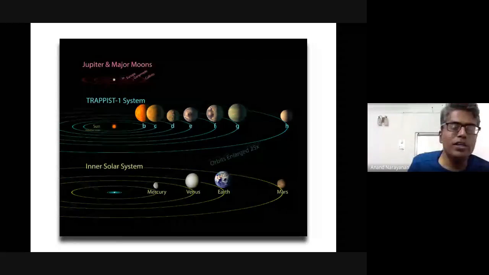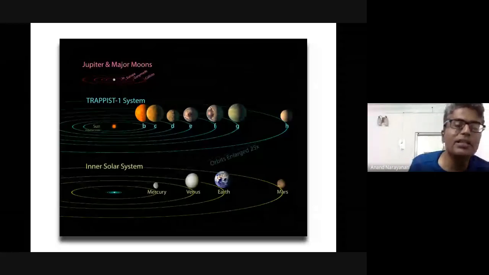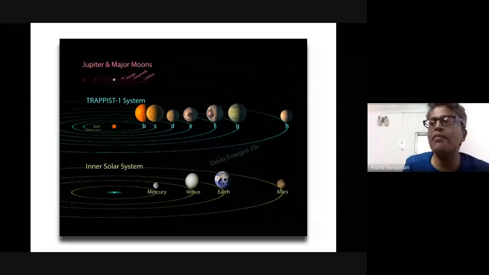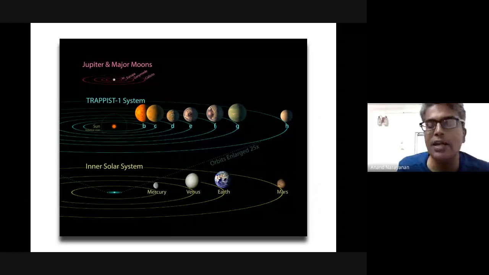So this is what is happening in the field of extrasolar planet studies. Every exoplanetary system that astronomers are finding is telling us how diverse planets can be in this universe.